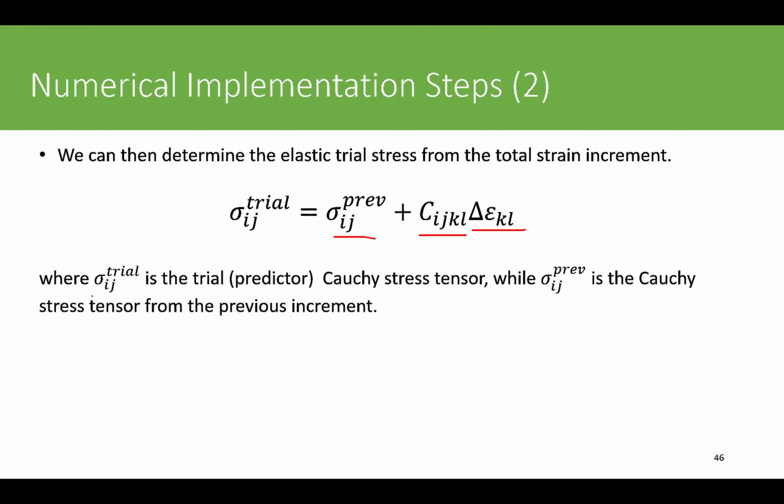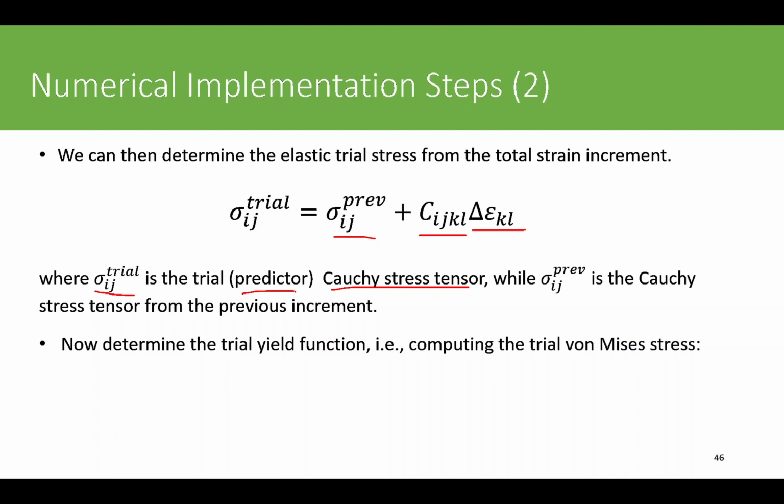Here everything is the Cauchy stress tensor, and we are trying to find out the trial stress value, as I said, which is a predictor value, because we are not sure if it's in the elastic zone or a plastic zone. And then we will update it using the previous step value as well.